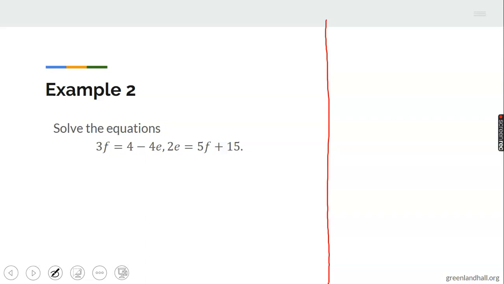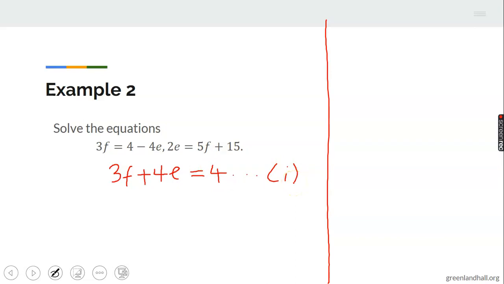3f equals 4 minus 4e. 2e equals 5f plus 15. Now, what we are going to do first in this case is firstly collect the like terms. Let me say, pack the ones that are having the unknowns to one side. Are you getting me? What I mean is that 3f, now this is minus 4e, going to that side, that will be plus 4e equals 4. This is equation 1.